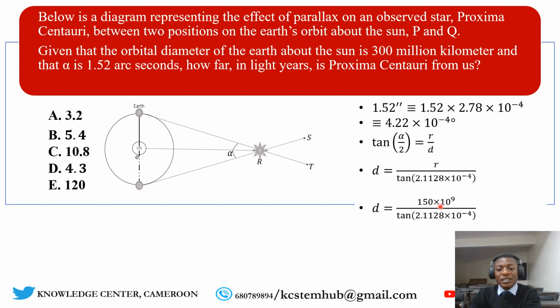And so our D is basically, remember that our diameter was 300 million kilometers. So the radius there would be half of that, which is 150 million kilometers. So in meters, you would have that. So if you divide, then you have D as 8.14 times 10 to the power 16. But remember that you want that in light years, right? So 1 light year is 9.5 times 10 to the power 15 meters. So you have to ratio this by that. So divide this by 9.5 times 10 to the power 15. And then you would have 4.3 light years approximately. And that's our D. So our answer there is D.